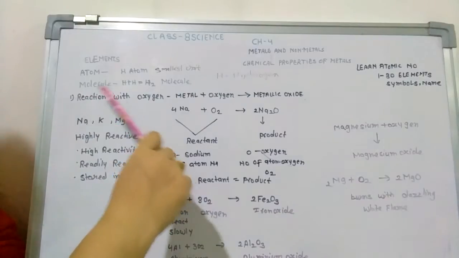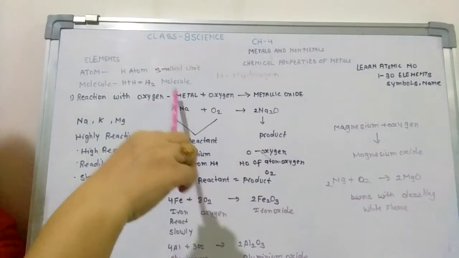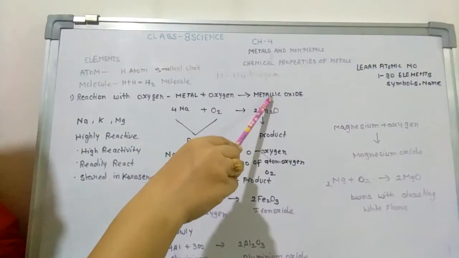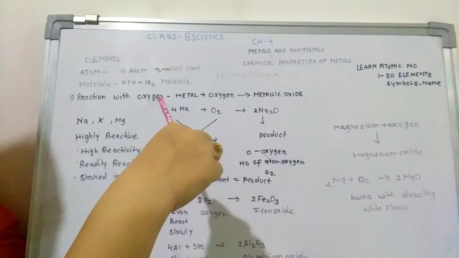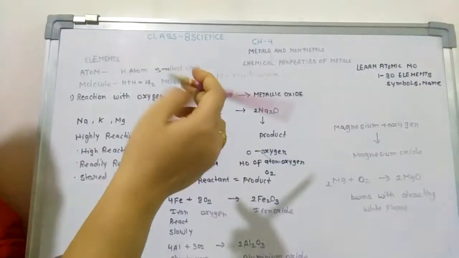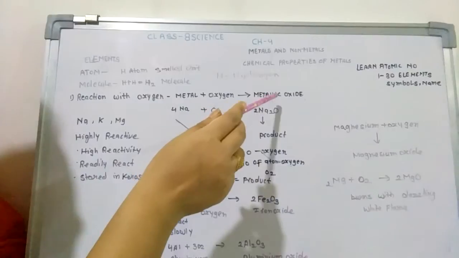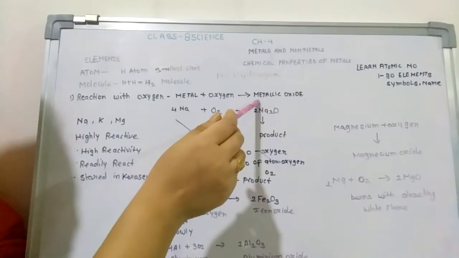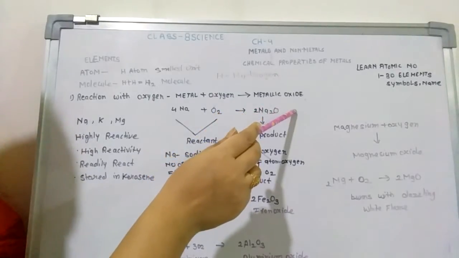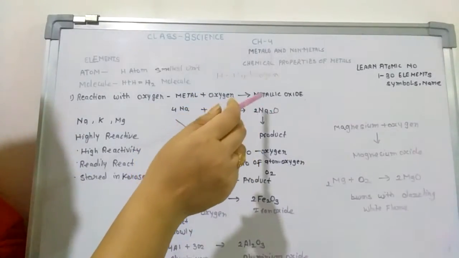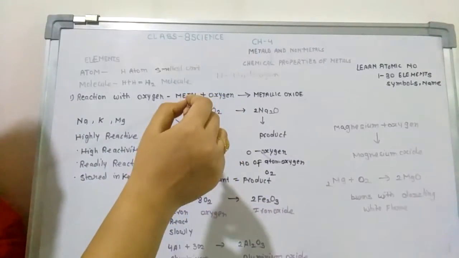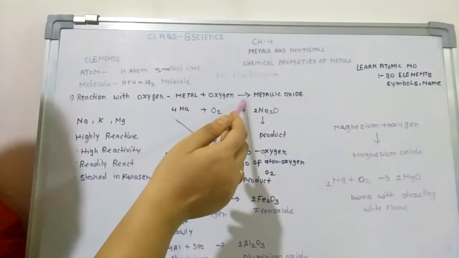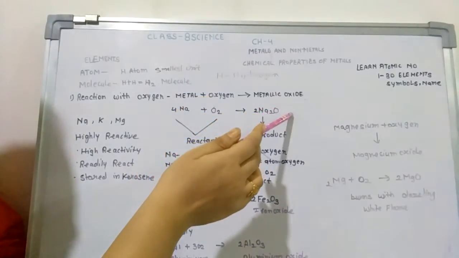The first reaction is reaction with oxygen. When any metal reacts with oxygen, it produces a metallic oxide. When it is exposed to air, it reacts with the oxygen and forms a metallic oxide. Some metals are highly reactive, some are less reactive. Highly reactive metals react readily, easily, with oxygen to form metallic oxides.